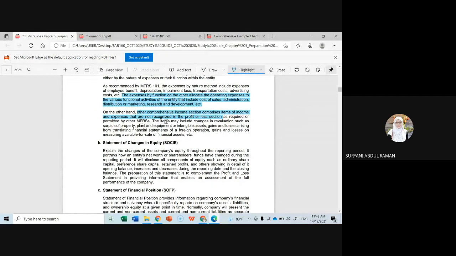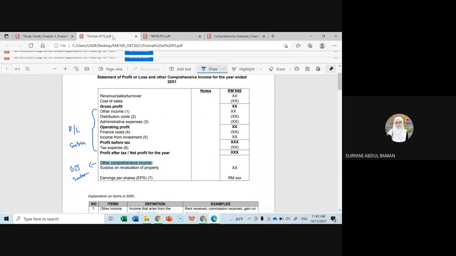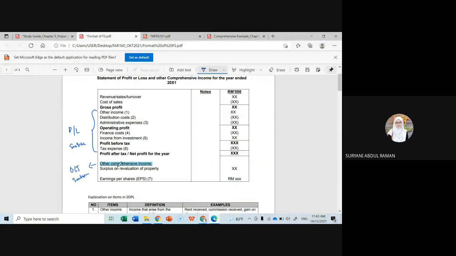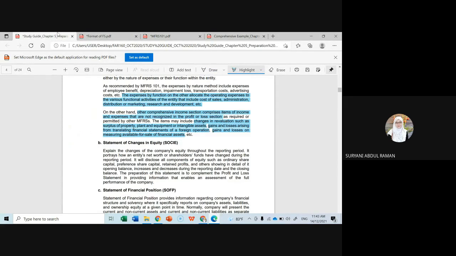So what are the items under the other comprehensive income? This includes changes in the revaluation, such as surplus of property, plant and equipment, or tangible assets. What else? Gains and losses arising from translating financial statements of a foreign operation, and gains and losses on measuring available for sale financial assets. But for your syllabus, usually the item for other comprehensive income only covers the changes in the revaluation, the surplus on revaluation of property. This is the first one.